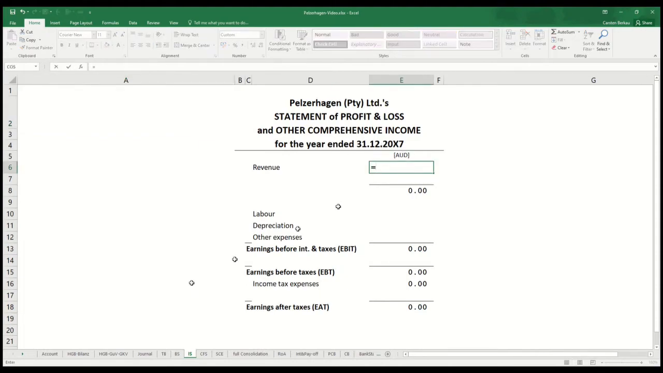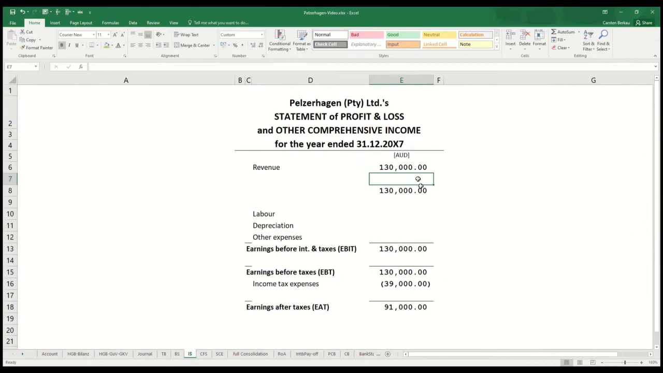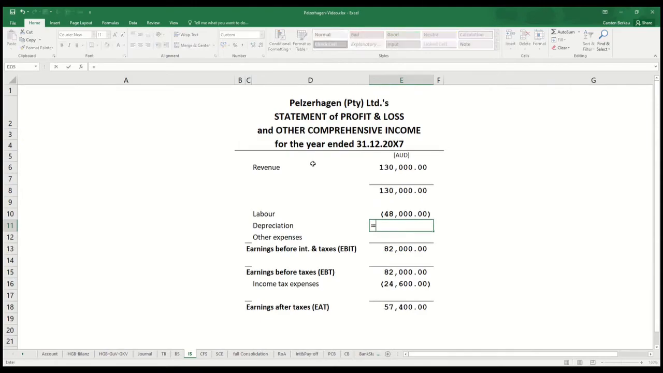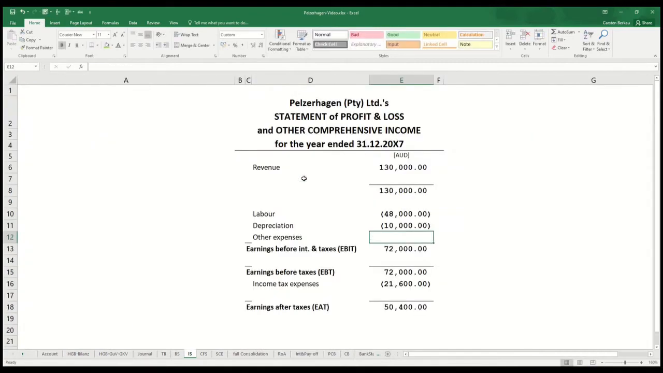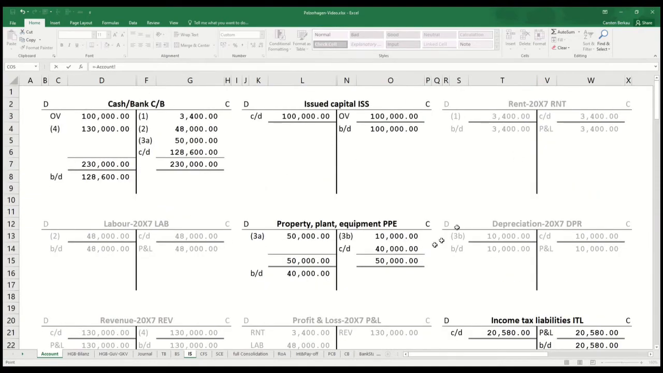Now our revenue will be the amount as it has been entered on the profit and loss account. It's 130. Now keep in mind we want to record the expenses as negative amounts, so for that reason I just use the minus sign, and I take the amount from the worksheet here, and labor is 48,000. The depreciation is negative 10,000. We just take it out of the account, and the other expenses is only here for rent, so we take the amount negative 3,400. It's further up.